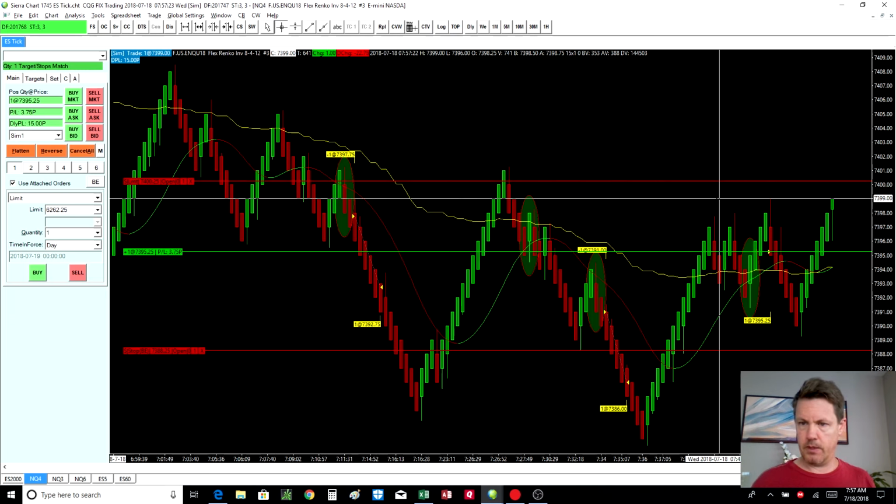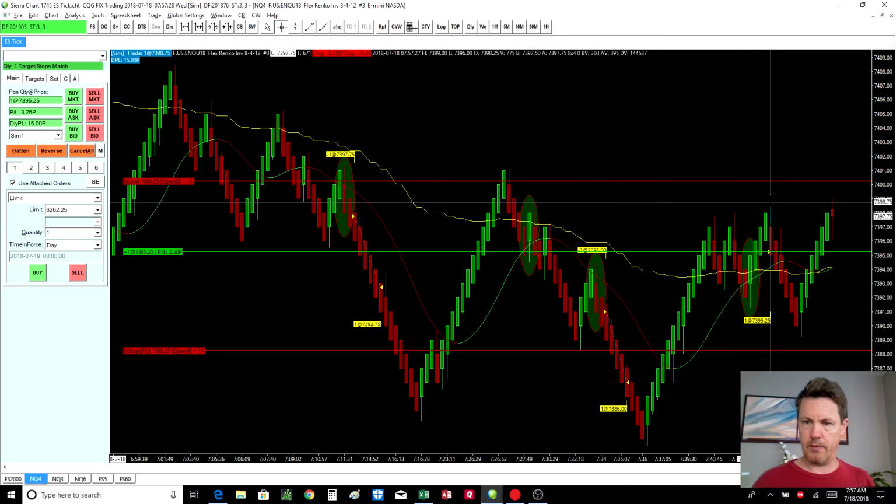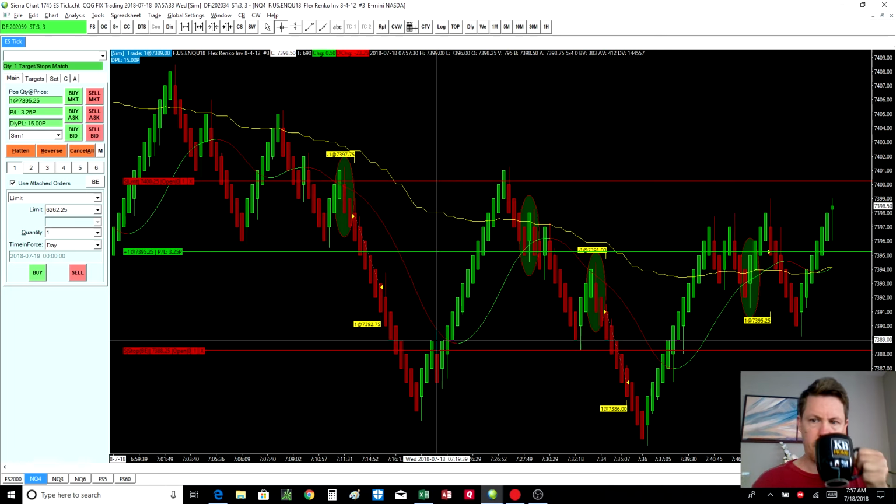Bit of a double top potential here. But I also feel like if it can break this double top potential, it'll jump up that last point real quick.